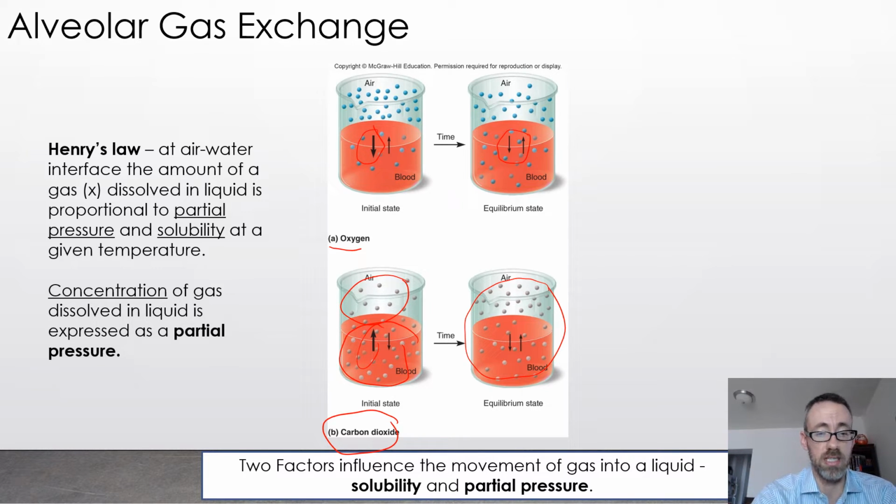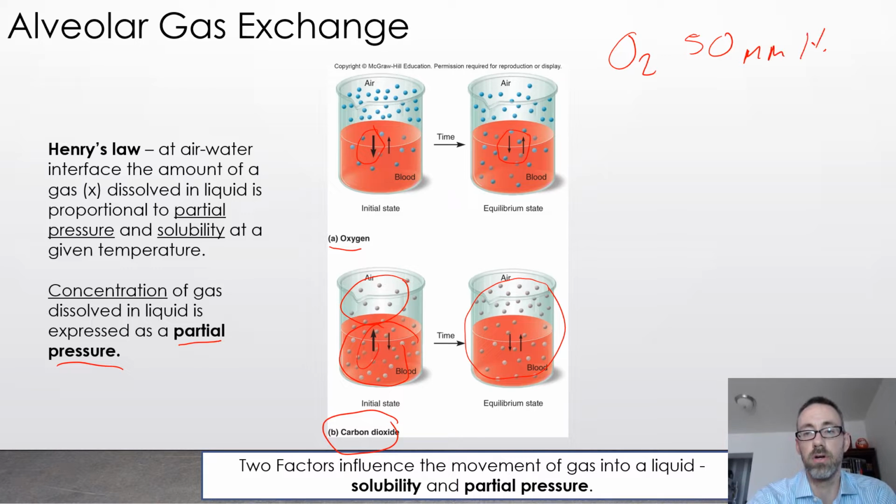We usually express this as the partial pressure. The partial pressure is the pressure being exerted by that individual gas, but it can also represent a concentration. So for example, if we have O2, oxygen, and the partial pressure is 50 millimeters of mercury, then the amount of oxygen actually dissolved in the blood will be a certain concentration, whatever that happens to be. But let's say I've increased the partial pressure of oxygen to 100 millimeters of mercury.